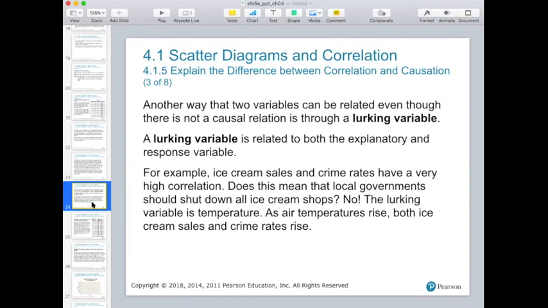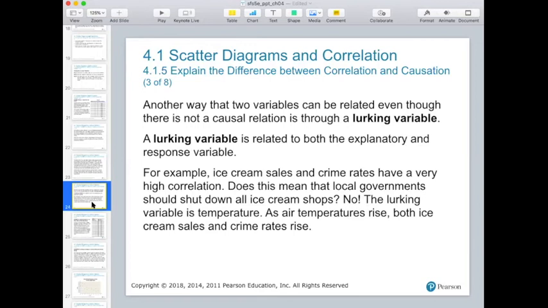We've talked about lurking variables, and this is another place that it shows up. There's something else going on there under the surface. It's kind of lurking. We didn't take it into account, but it's still there and related to both.